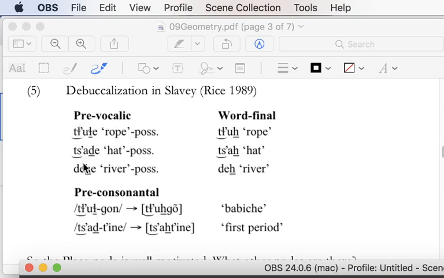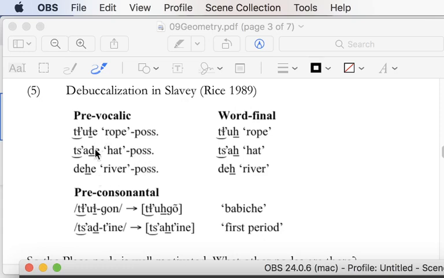So in the prevocalic position, these all have a suffix that seems to be a possessive, and that suffix takes on the form a. So before that suffix, before the vowel, you can see that each of these stems, rope, hat, and river, end in three different consonants here. This is going to be a voiceless lateral fricative. This is going to be a voiced coronal stop. And this is going to be a glottal fricative.